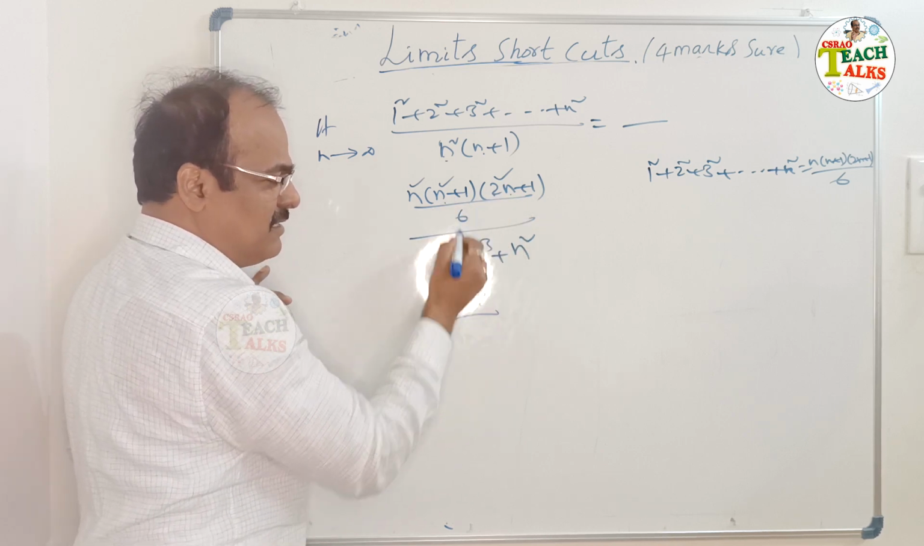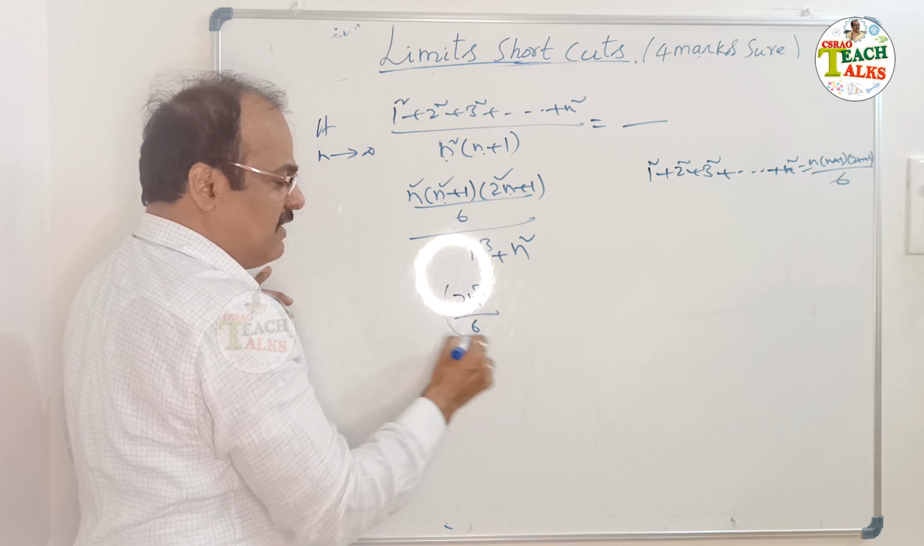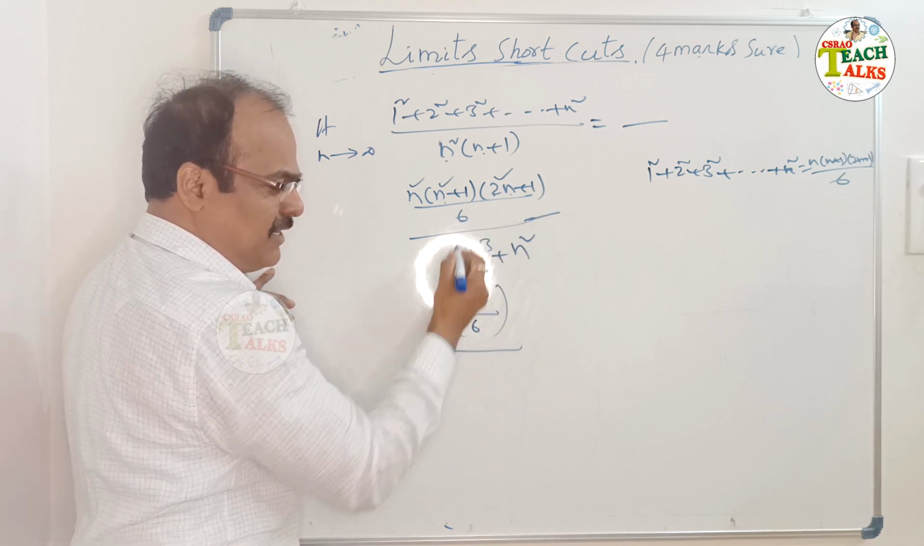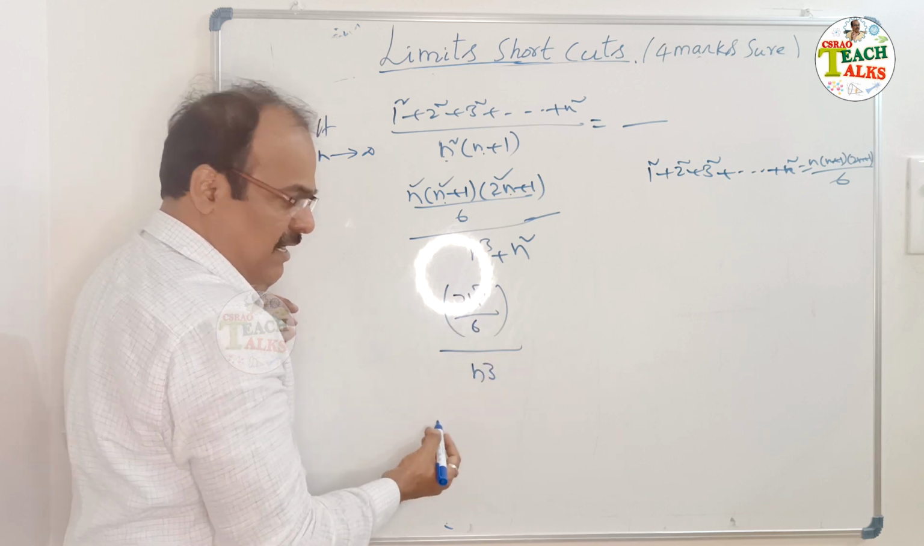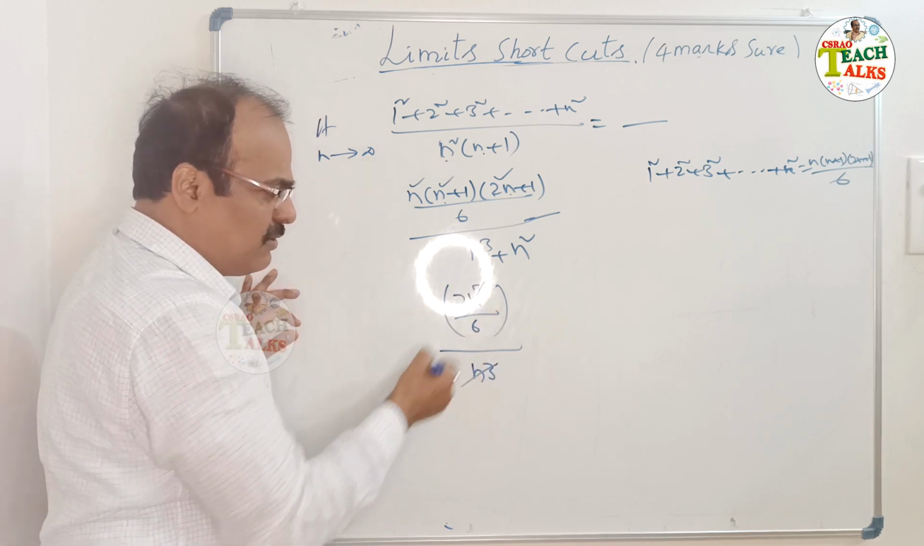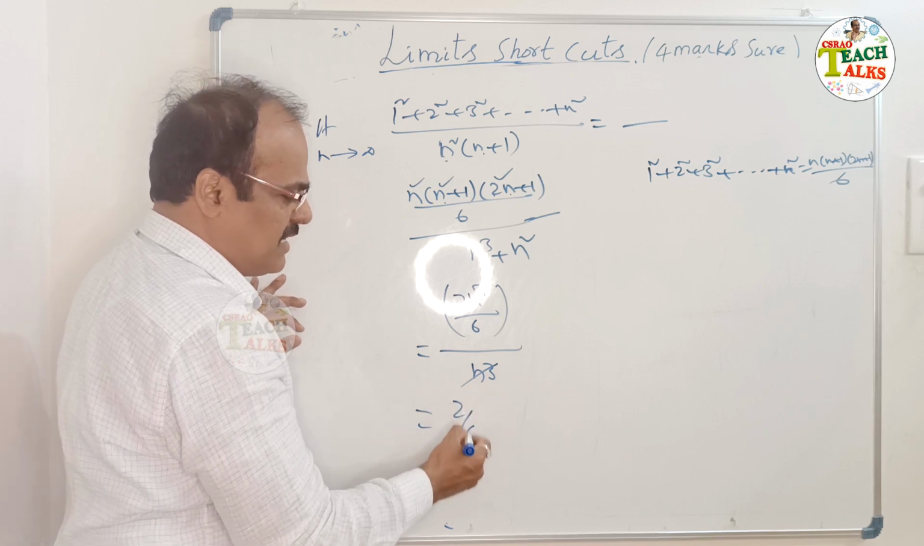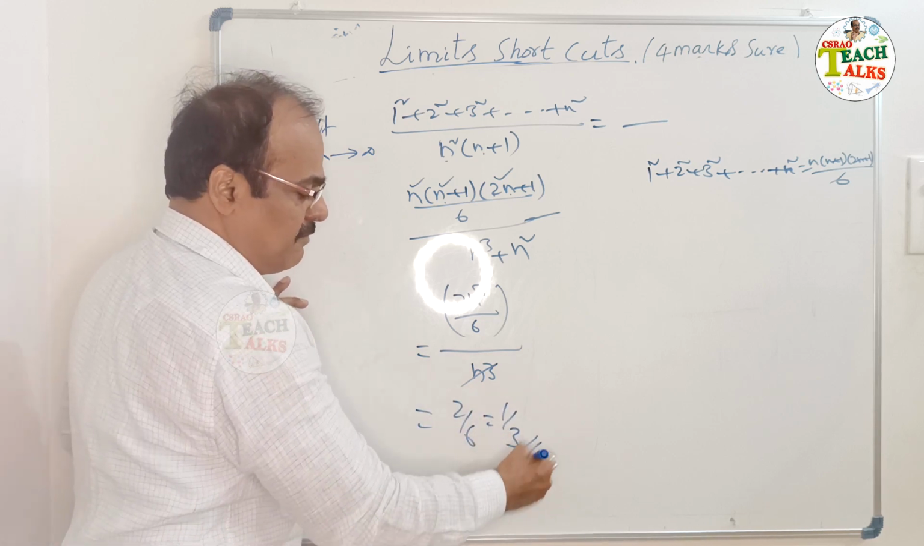2n cube by 6 divided by, what is the highest degree term in the denominator? N cube. Okay, this n cube gets cancelled. What is left? 2 by 6, that is 1 by 3.